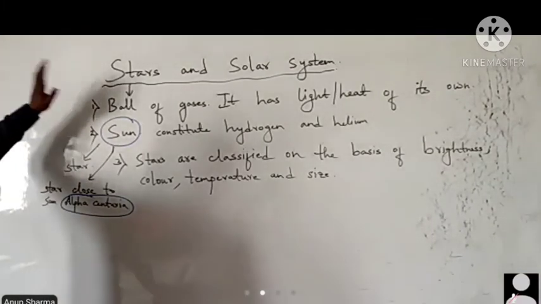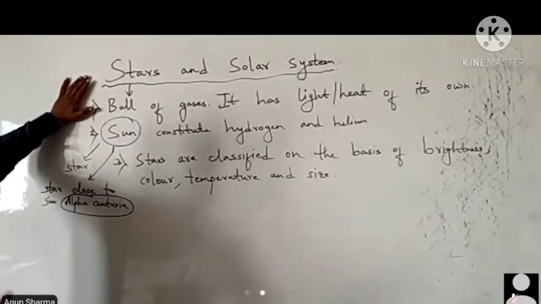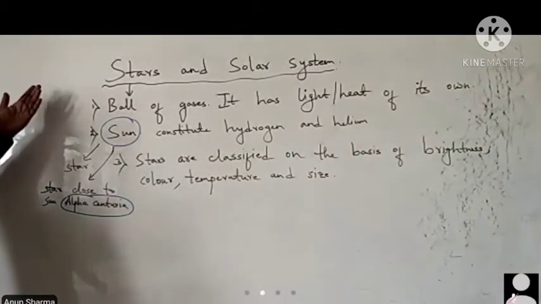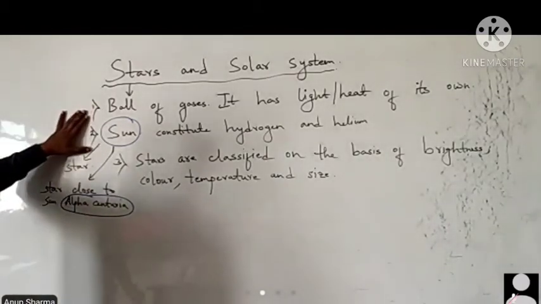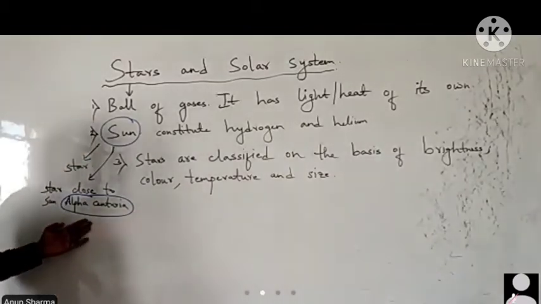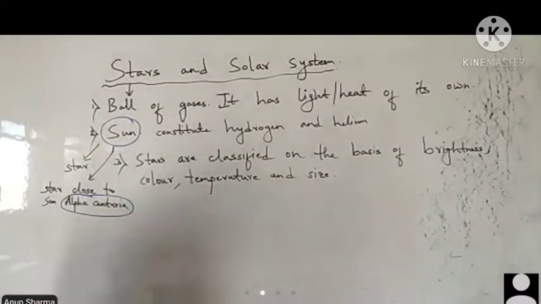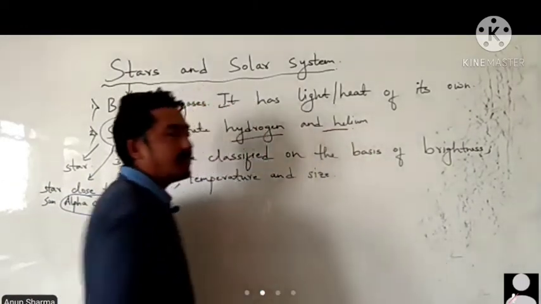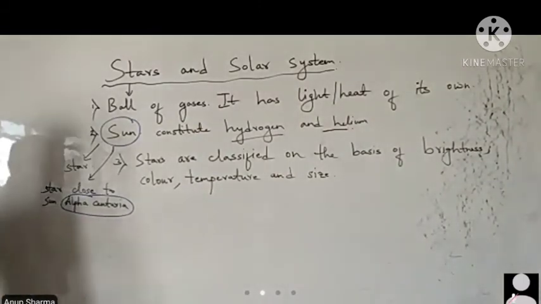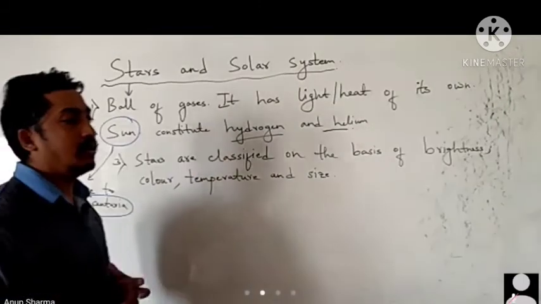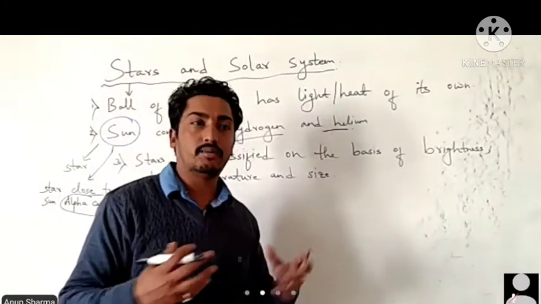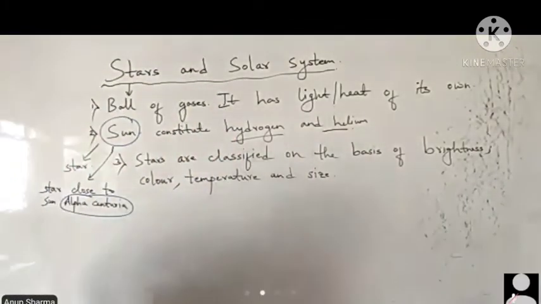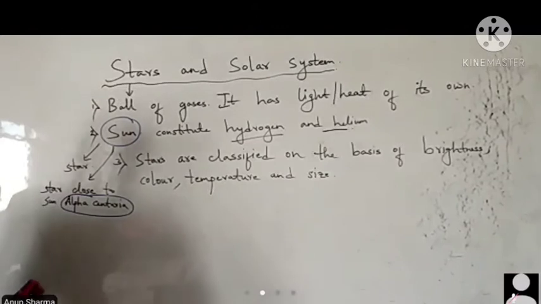So we came to know about stars, what they constitute, and which is the nearest star. Now let's talk about its formation. Basically it is formed by hydrogen and helium by fusion, that is, the exchange of heat among these elements. So let's talk about constellation.